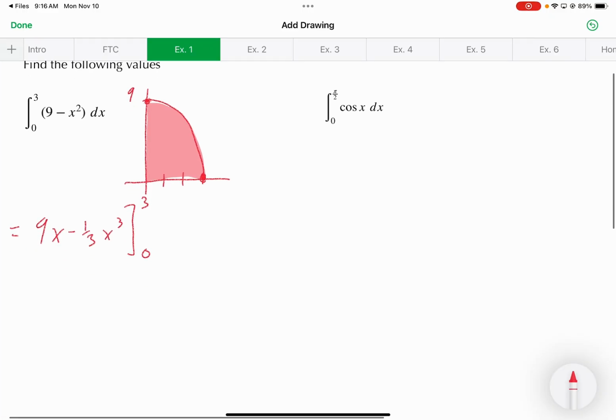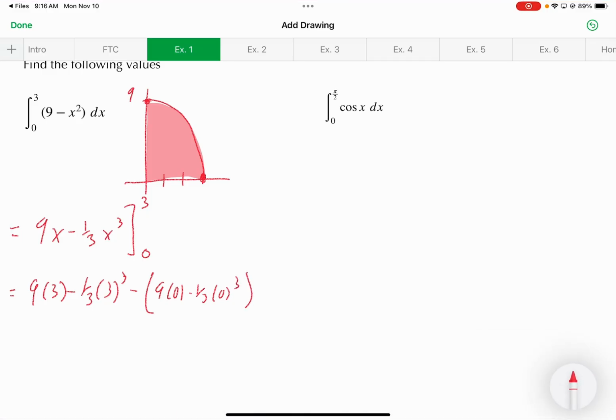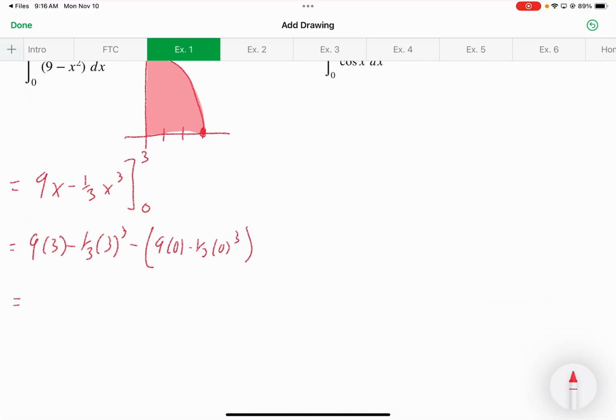And then I just need to plug in my limits. Top limit goes first. 9 times 3 minus 1/3 times 3 cubed. Minus, and then I'm going to put 0 in parentheses. So 9 times 0 minus 1/3 times 0 cubed. And then we evaluate. So 9 times 3 gives me 27, minus 3 cubed is 27, but 1/3 of that would be 9. Minus, and then inside that parentheses is just all going to be 0, right? So it's kind of nice. So then I get 18.